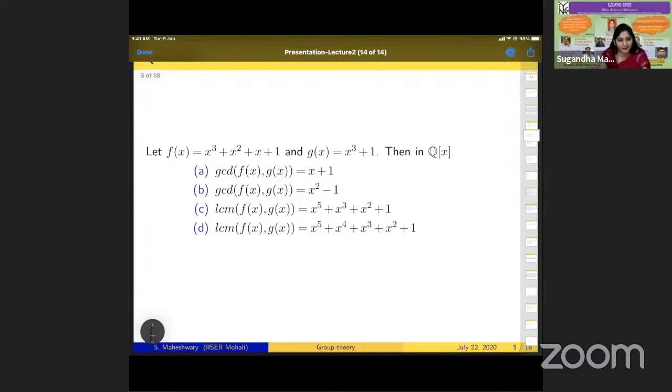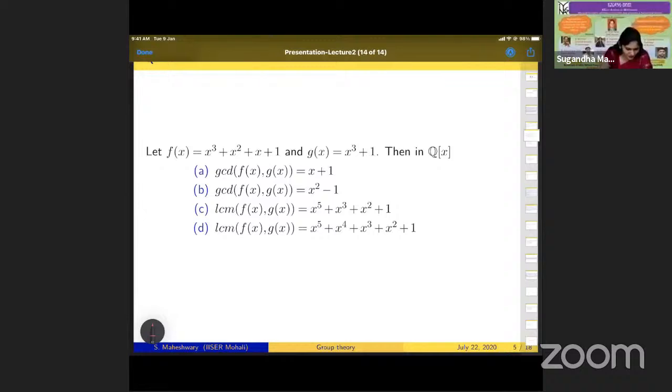Right. So I begin with this very simple question. In fact, this has nothing to do with irreducibility as such directly, but indirectly there is a purpose why I have kept this question. This question was asked in June 2012, and it has multiple correct options. You are given two polynomials, f of x and g of x, and you need to find the GCD of these two polynomials and the LCM of these two polynomials.